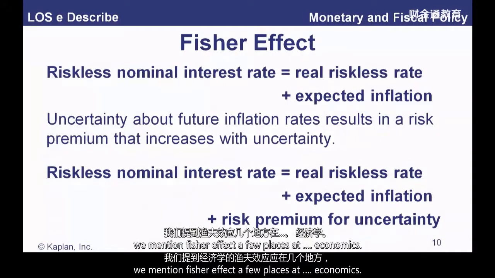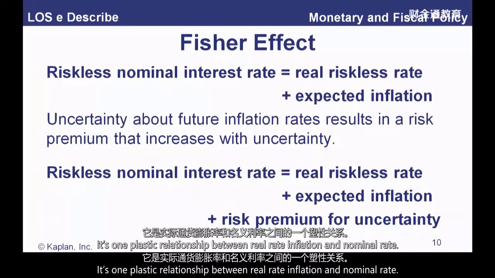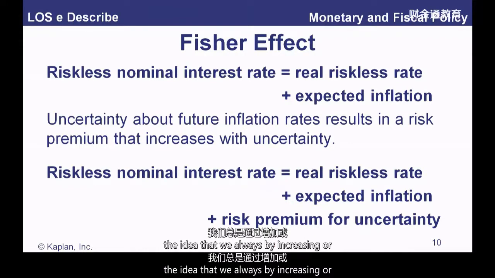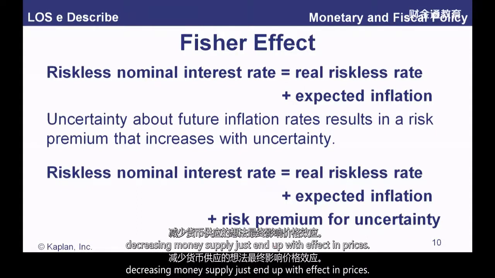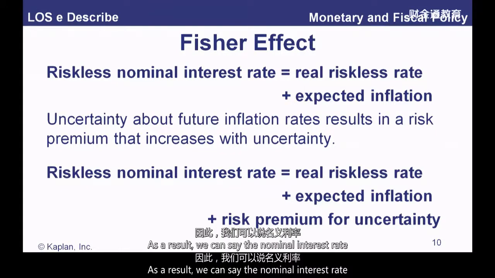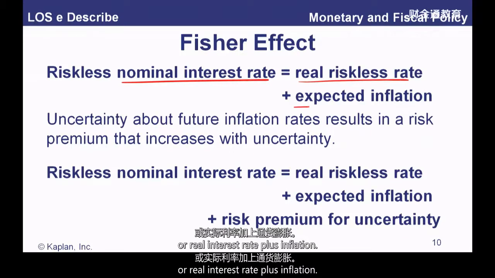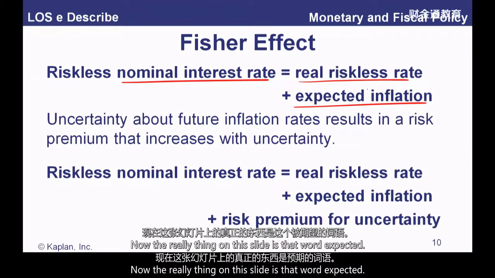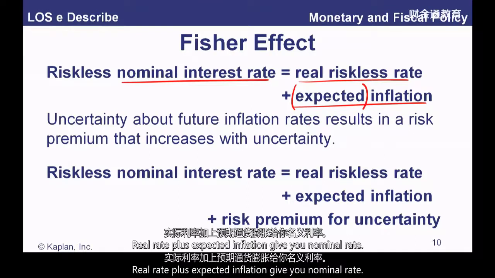Quick note on the Fisher effect. We'll mention Fisher a few places throughout economics. Here's one. Classic relationship between real rates, inflation, and nominal rates. And Fisher says this. It really builds on the previous slide, the idea that we'll always, by increasing or decreasing the money supply, just end up affecting prices. As a result of that, we can say that nominal interest rates are real interest rates plus inflation. Now, the only really dramatic thing on this slide is that word expected. Real rates plus expected inflation give you nominal rates.